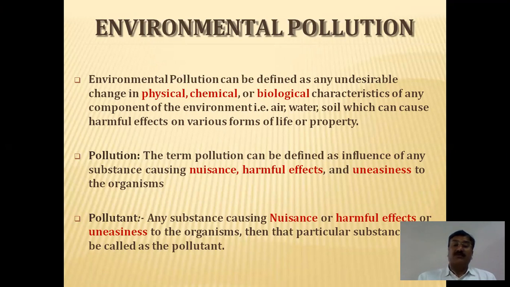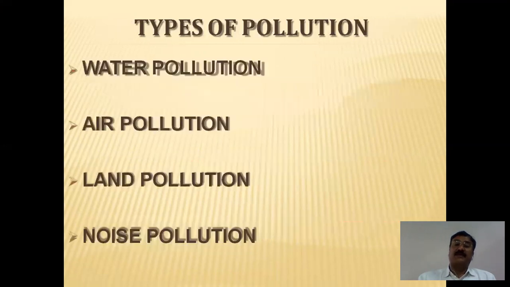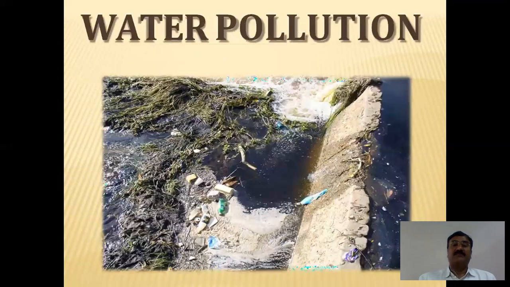Pollution. The term pollution can be defined as the influence of any substance causing nuisance, harmful effects, and uneasiness to the organisms. Now, what are pollutants? Any substance causing nuisance or harmful effects or uneasiness to the organisms is called a pollutant. These are some types of pollution: water pollution, air pollution, land pollution, noise pollution.